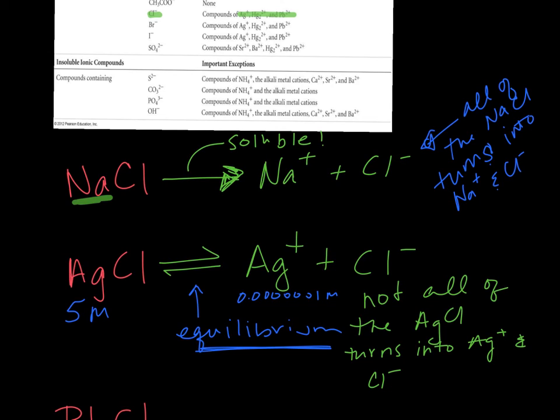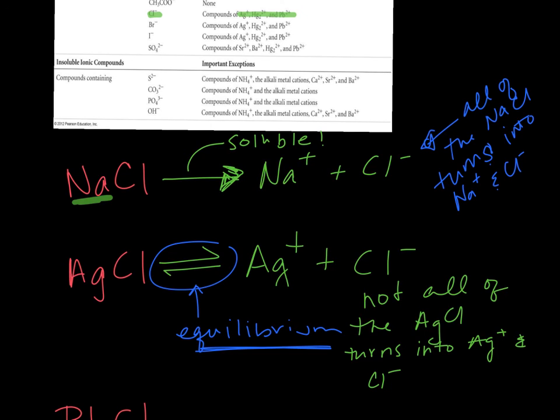And I know that's a lot of words, and it can be very confusing. You're not being asked right now to solve for that. I just wanted to show you what I meant when it says not all the silver chloride turns into silver ions and chloride ions. All right, I just want you to be able to tell me that an insoluble substance uses these arrows and not the straightforward arrow that we've been using all year long.